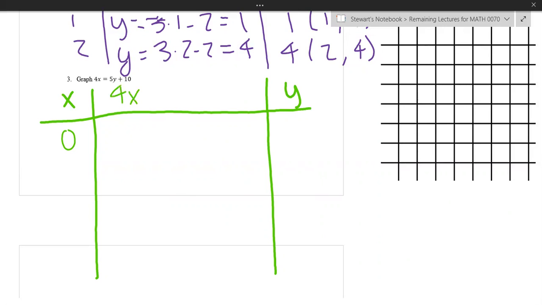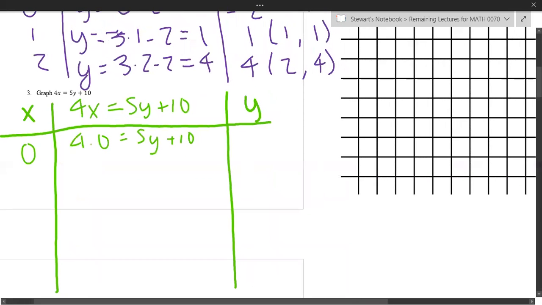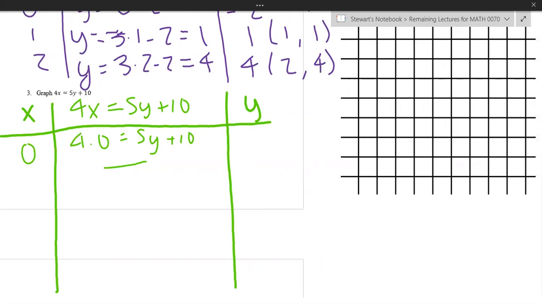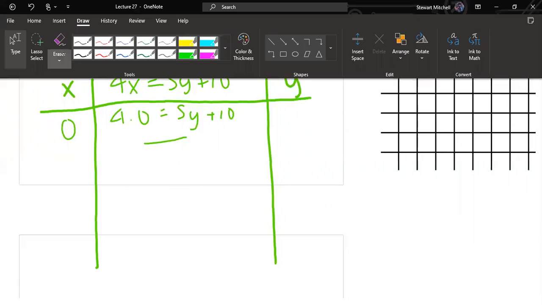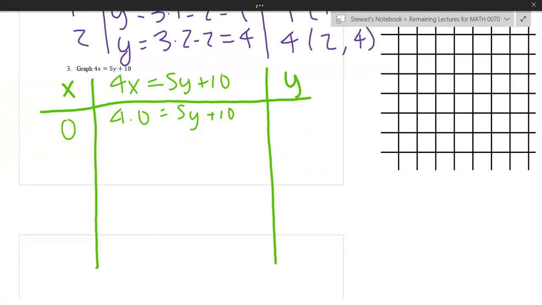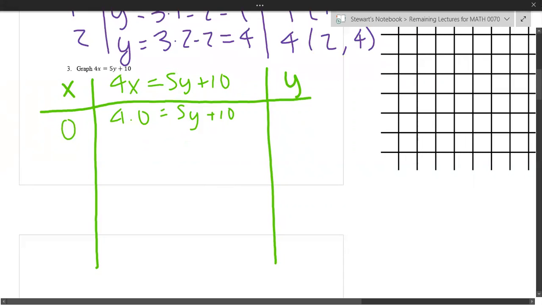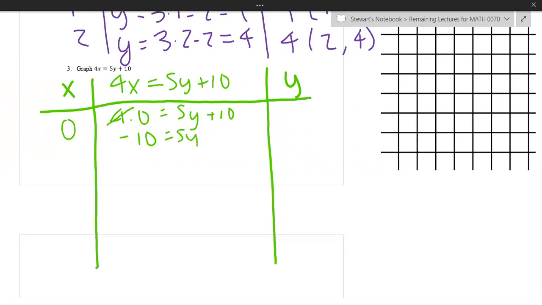So here's our equation, 4x equals 5y plus 10. If x equals 0, we're going to have 4 times 0 equals 5y plus 10, which means that this is 0. Goodness. Sometimes this thing just really doesn't like to work. So now we just have to solve for y. This is 0, this goes away. So we have negative 10 equals 5y. So y equals negative 2. So 0, negative 2 is a point.